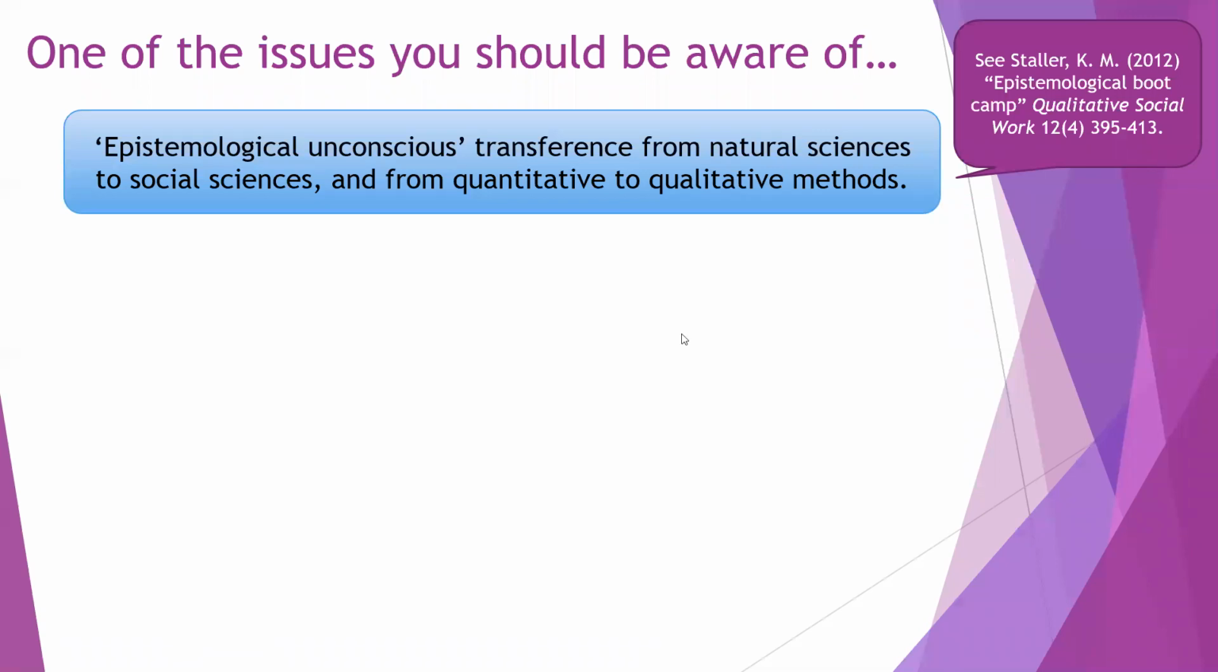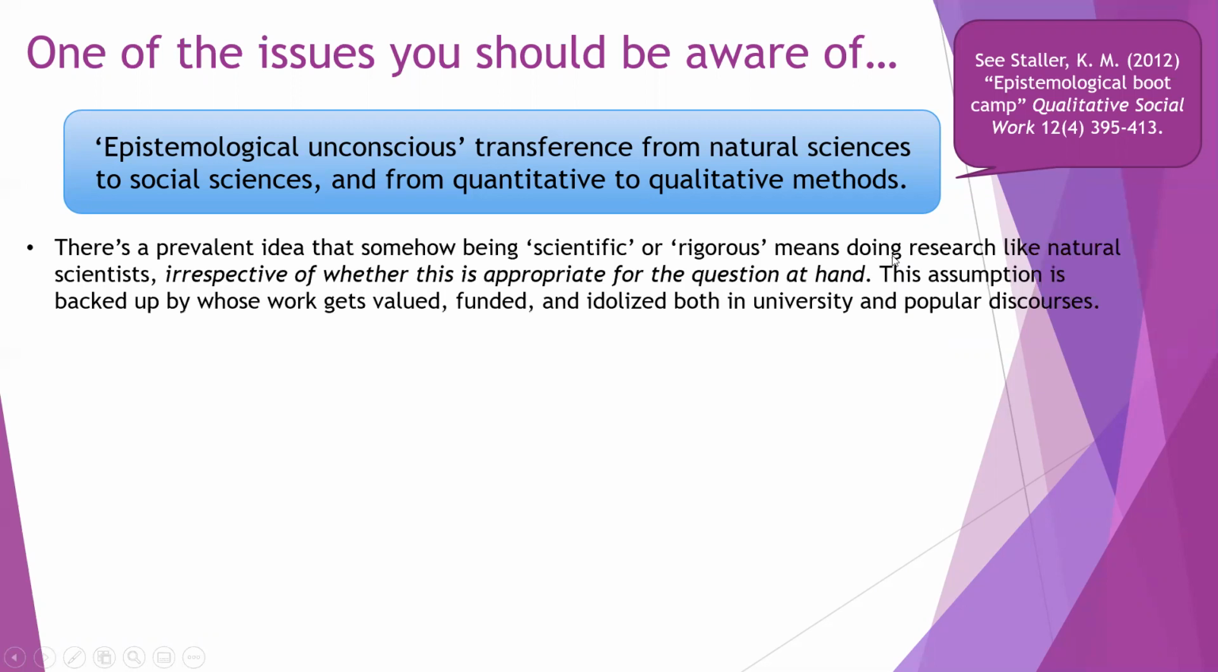There's a reference for you if you're interested in it. Stoller, 2012, Epistemological Bootcamp. Because there's this prevalent idea that somehow being scientific or rigorous means you do research like the natural scientists do, irrespective of whether that is an appropriate approach for the question at hand. You saw when the student tried to categorize color swatches using the height. Very objective, very rigorous, not very useful.